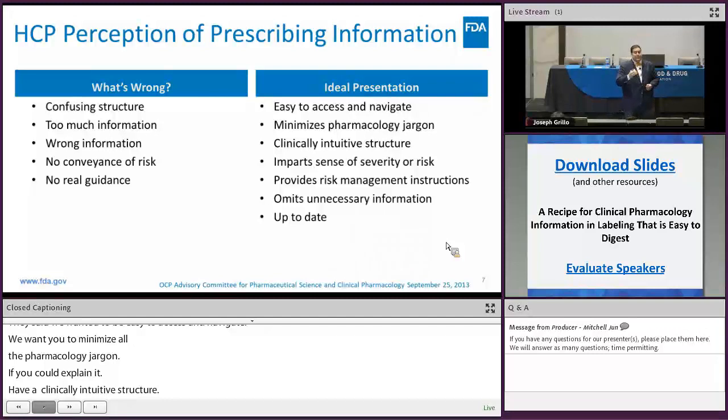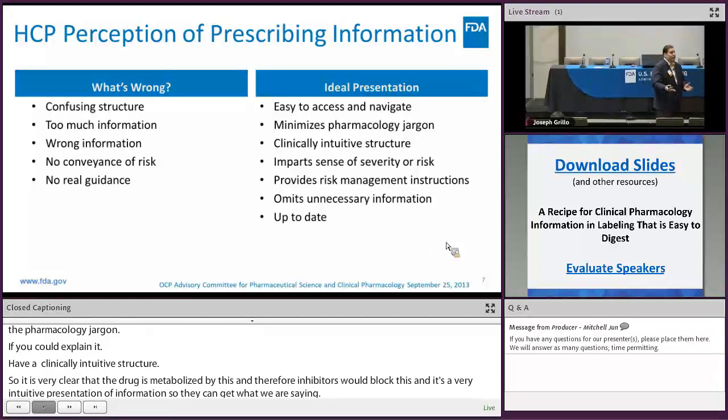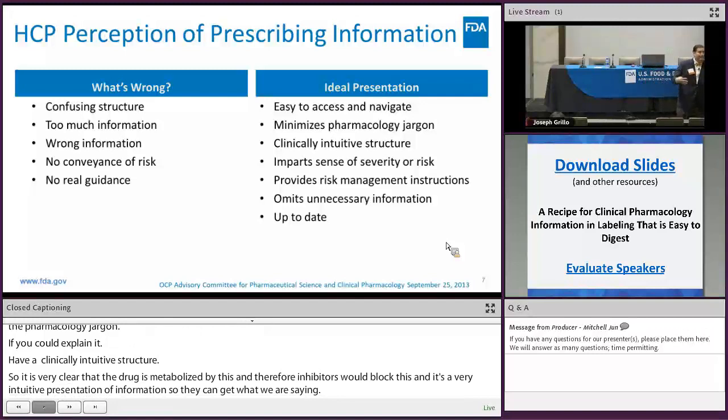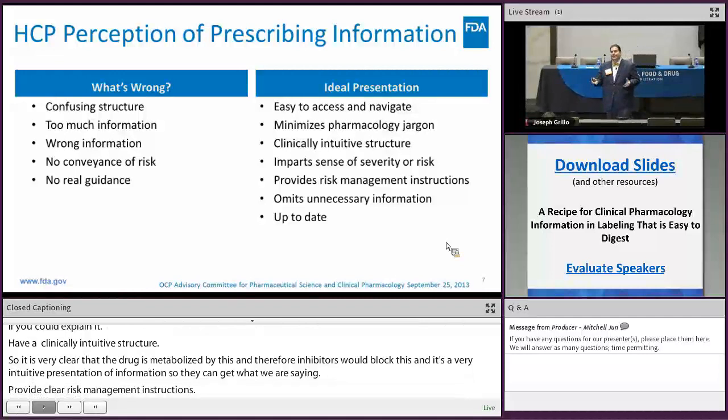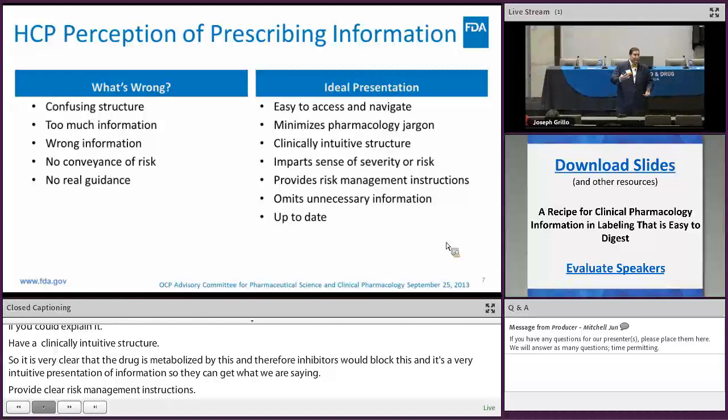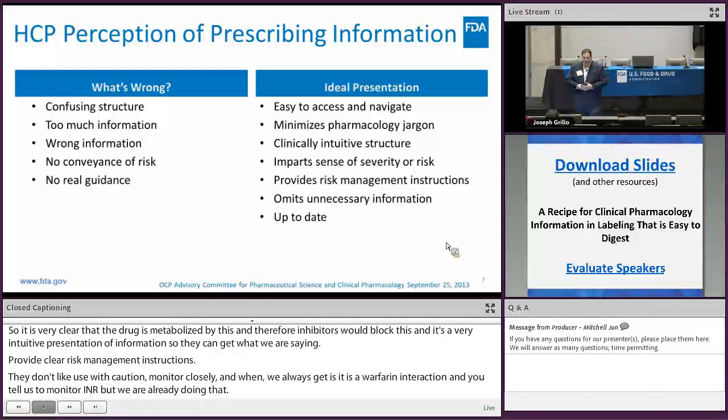Provide clear risk management instructions, so they really don't like use with caution, monitor closely, monitor period. One comment that we always get is, okay, it's a warfarin interaction and you're telling us to monitor INR. Well, we're already doing that. It'd be malpractice not to do that. So that's not really helpful. Do you want us to monitor more, or do you want us to do something else? It's not really helpful risk management.